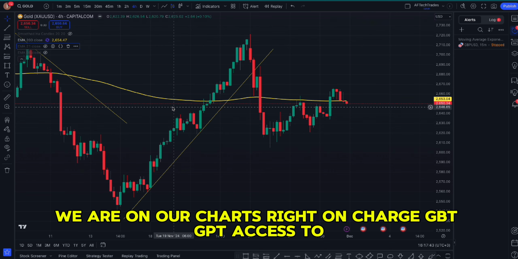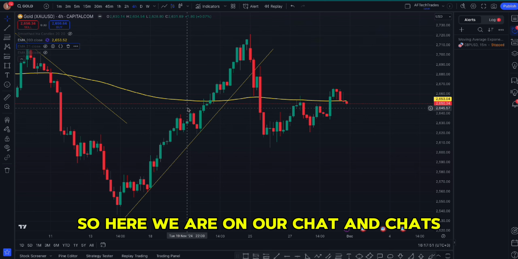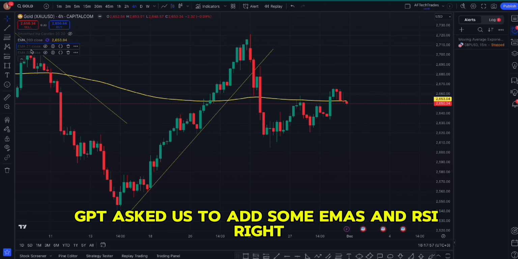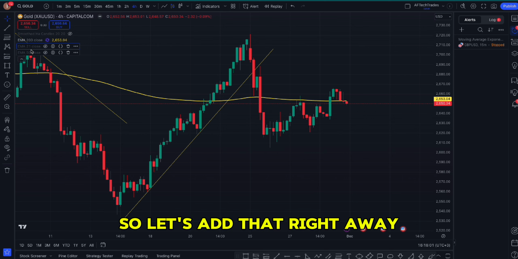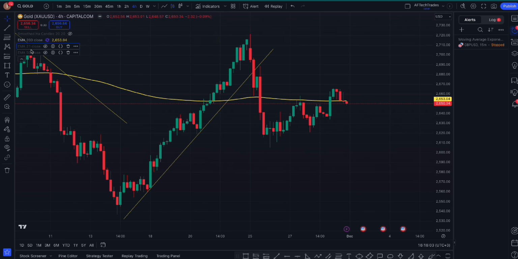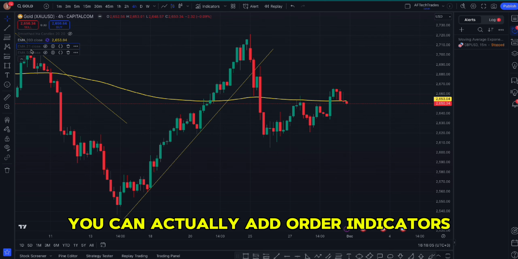Here we are on our chart, and ChatGPT asks us to add some EMAs and RSI. Right, so let's add that right away. You can actually add other indicators if you are on the premium subscription on TradingView, or you can just add 2 or 3 free indicators on your chart.